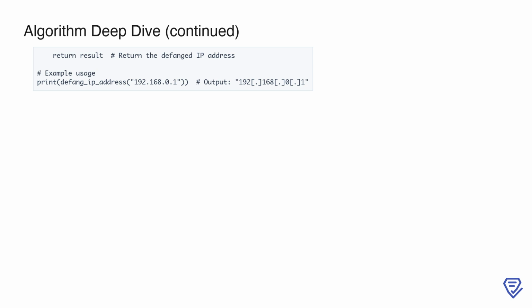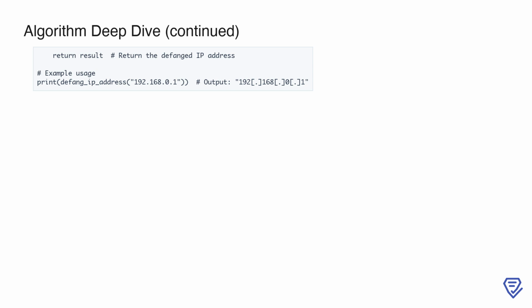The function defang_IP_address takes an input string, which represents the IPv4 address to be defanged. It initializes an empty result string and iterates through each character of the input. If the character is a period, [.] is appended to the result, otherwise, the character itself is appended. After processing all characters, the result string, which now contains the defanged IP address, is returned.